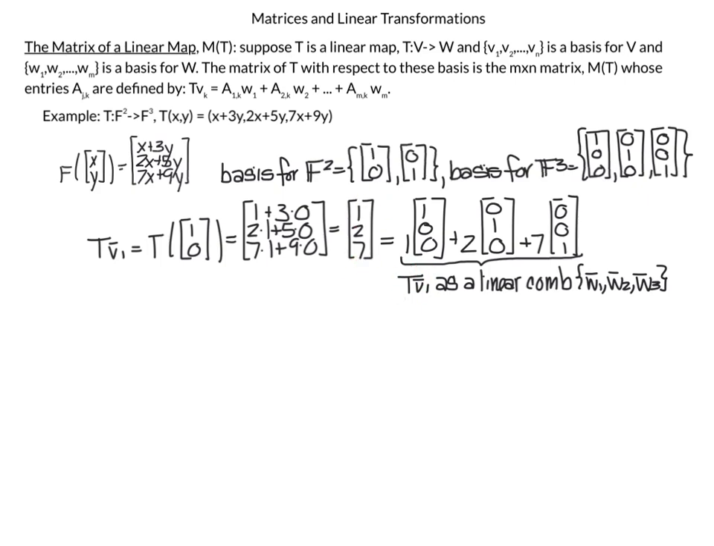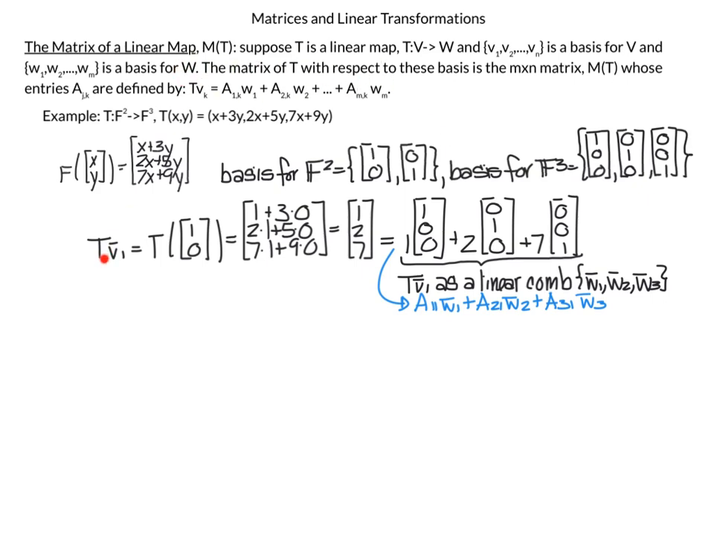First, T of v over here, we can write this 1, 2, 7 as a linear combination of our vectors of W of our range space. So W1, W2, W3. You can see it's this first coordinate times our first basis vector, second coordinate times our second basis vector, and third coordinate times our third basis vector. Now we can look at how we defined our matrix over here.